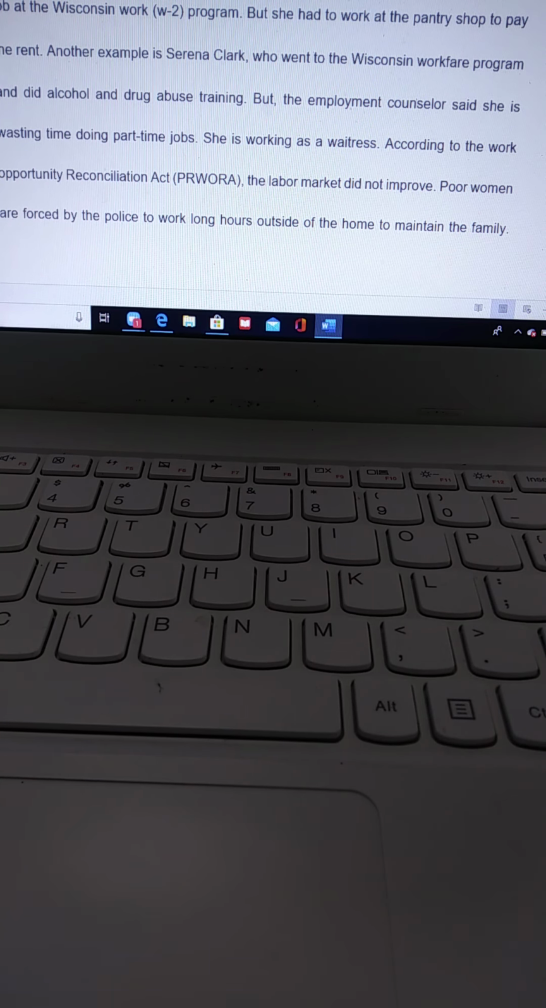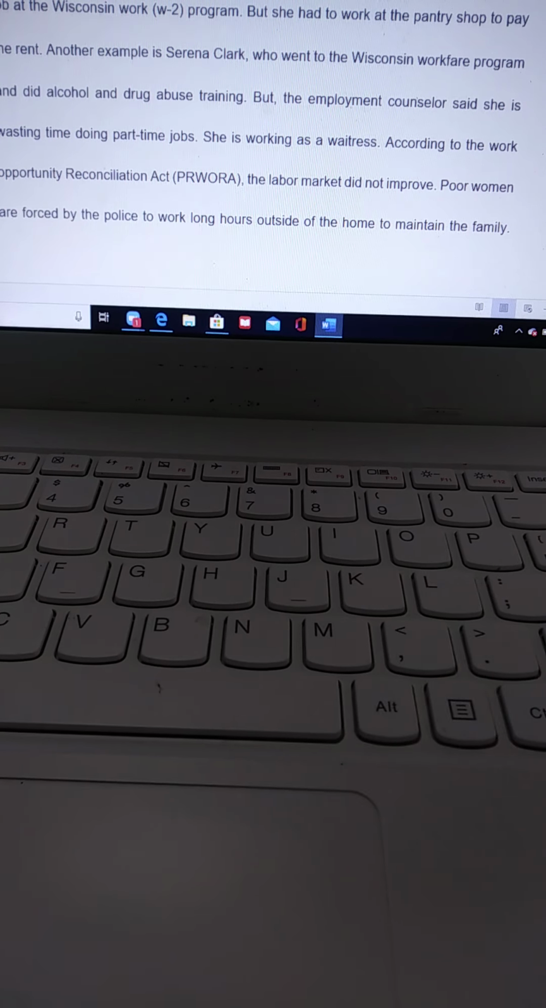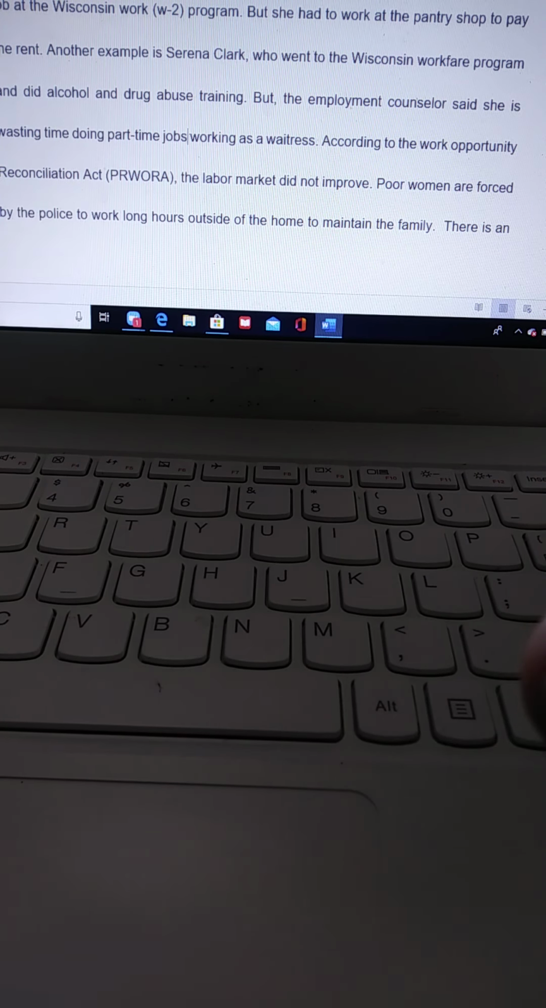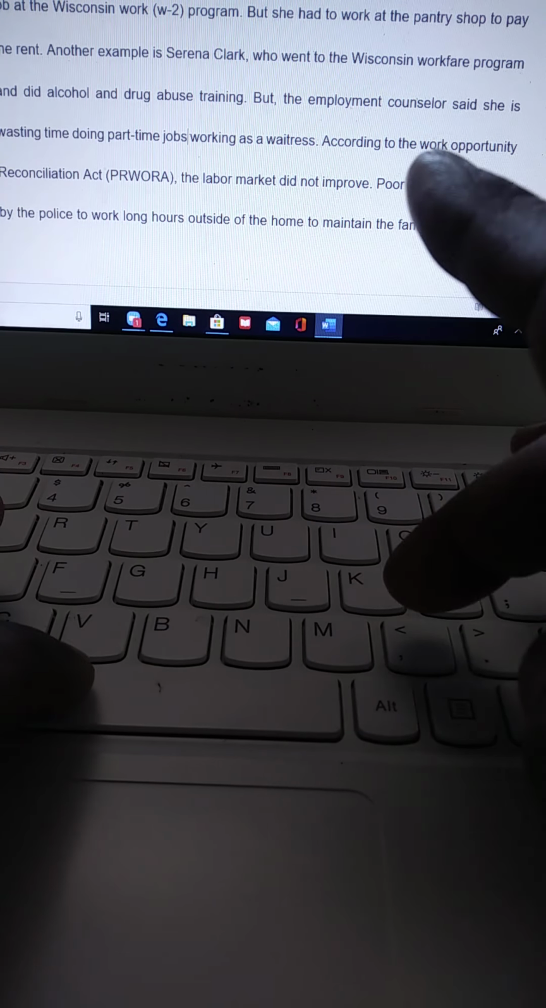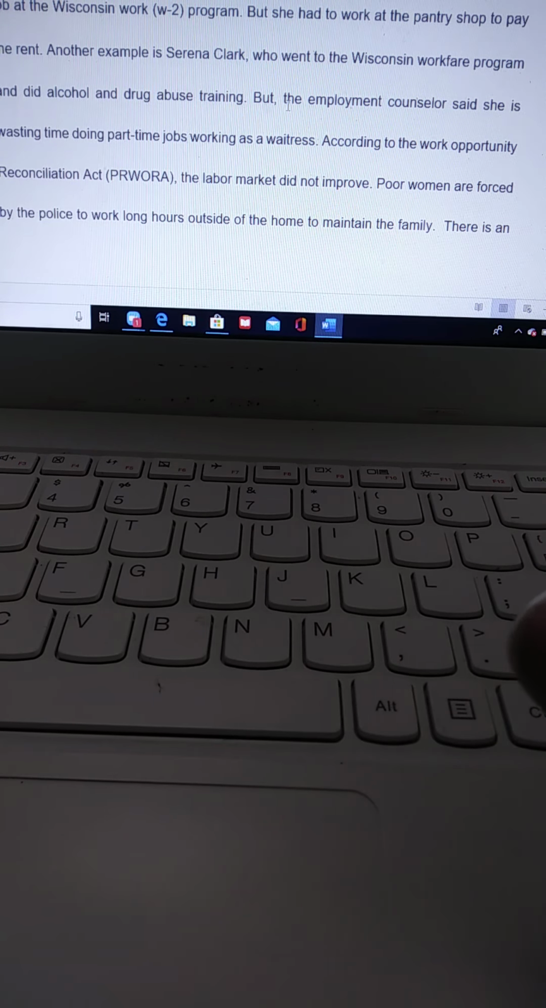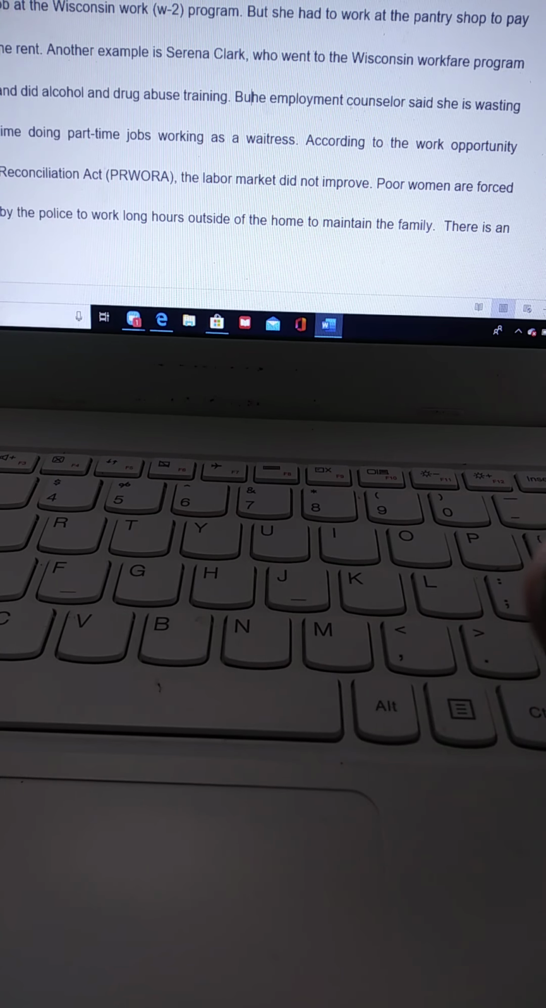Hold on. Let me finish reading this real quick, because I think this is pretty good. But the employment counselor said she is wasting time doing part-time jobs. She is working as a waitress, working part-time jobs. So let's make this, doing part-time jobs, working as a waitress. Actually, no, let's get rid of that. Employment counselor. Let's make that uppercase. I think it might be okay. So she was working as a waitress according to the Work Opportunity Reconciliation Act.